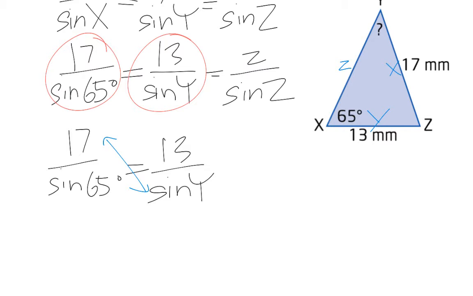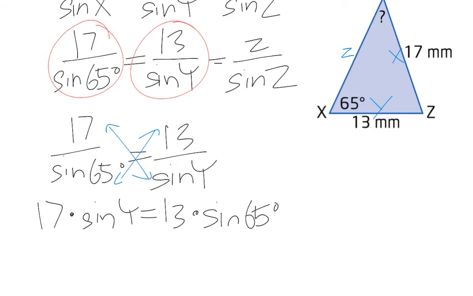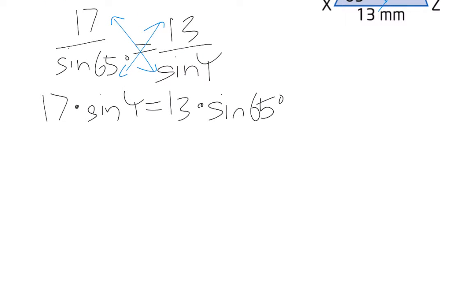You want to use cross multiplication, so I'm going to have 17 multiplied by the sine of angle y equals 13 multiplied by the sine of angle 65 degrees. Now, at this point, you can try to simplify some of these numbers. I'm actually going to simplify everything at the very end, but you can change it to decimals if you want right now.